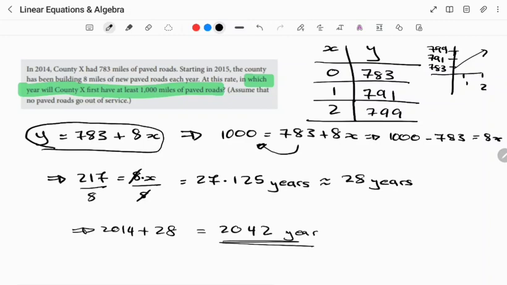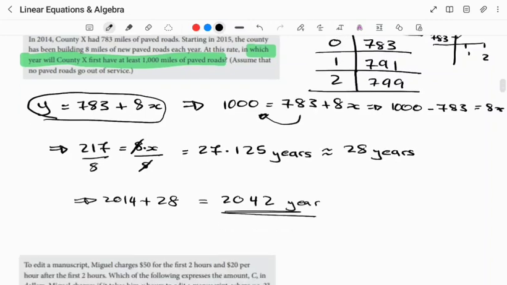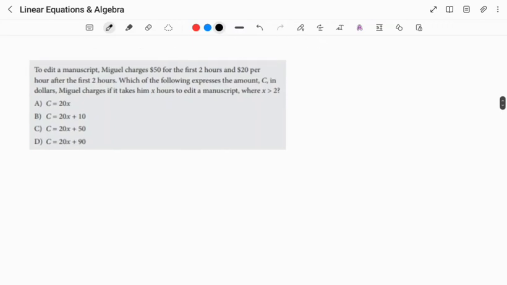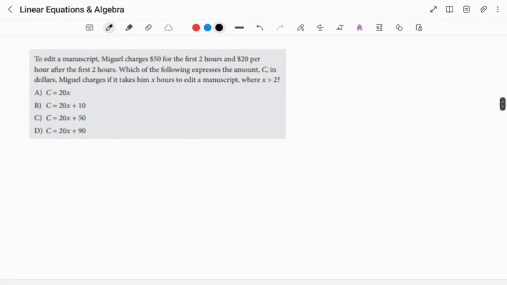So moving forward to the next question. Now this question is different. Try and pause the video here and try to solve it by yourself. See if you can find the right answer. So I'm going to go ahead and proceed solving it.